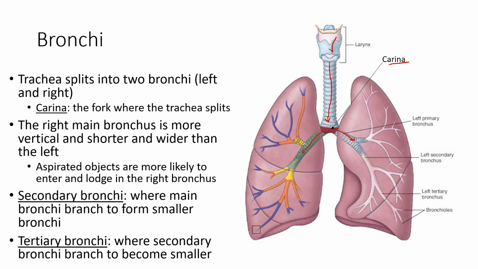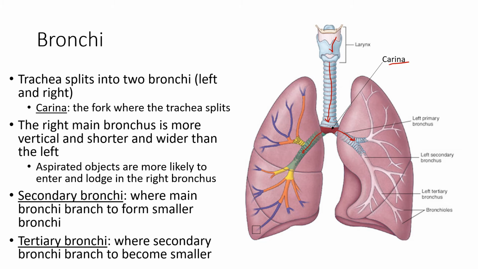What's interesting about the right bronchus is that it is more vertical and shorter and wider than the left. This means that aspirated objects, so things that you might choke on, are more likely to enter and lodge in the right bronchus than they are the left.